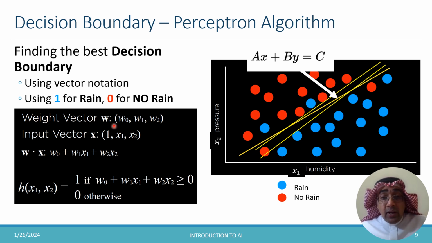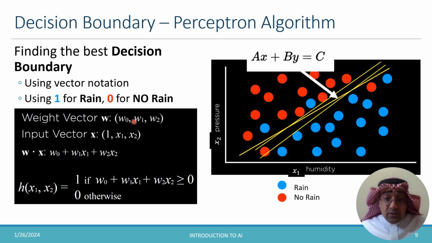So we have two vectors over here, x and w. x is nothing but our input, which is x1 and x2. And the w vector is w0, w1, and w2. These are the weights that we would like to predict, and if we can predict these weights correctly, then we can predict a line that is separating the rain versus no rain.